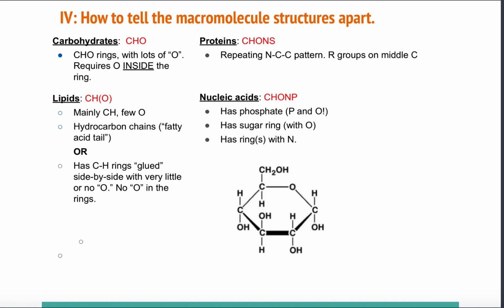Carbohydrates are CHO, carbon, hydrogen, and oxygen. And they're always rings with lots of O on the corners of the rings. This is opposed to lipids. Lipids may have rings, but the O's will not be in the corner. So in this case, this has a ring, but look, there's an O on the corner, so now I know it's a carbohydrate.